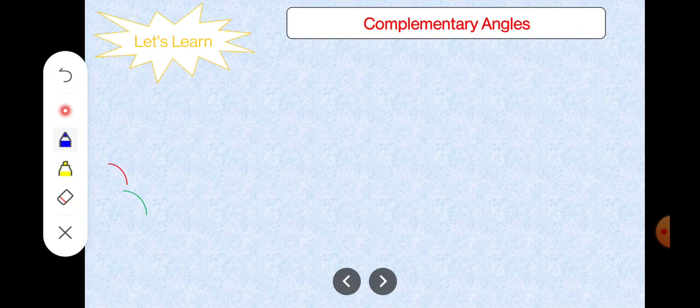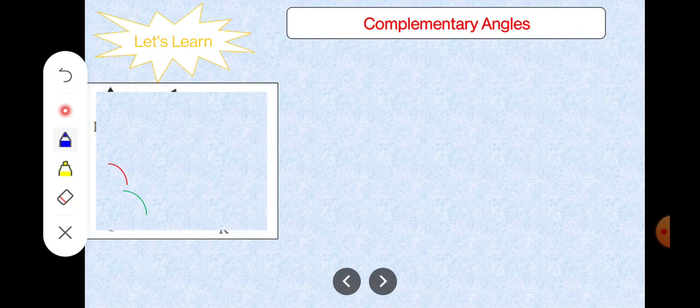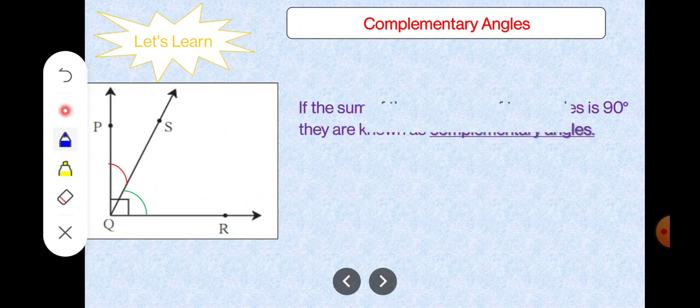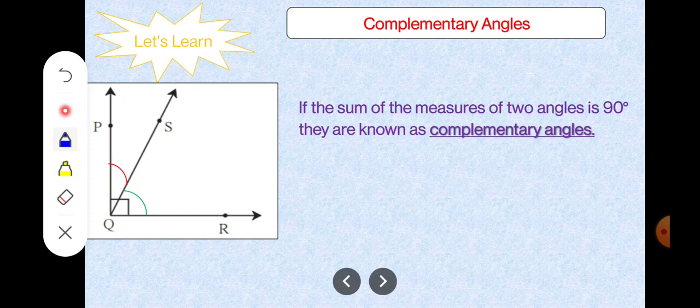Now, what are complementary angles? The definition of complementary angles is: if the sum of the measures of two angles is 90 degrees, they are known as complementary angles. Okay, from the definition only we have come to know that two angles whose sum is equal to 90 degrees are known as complementary angles.